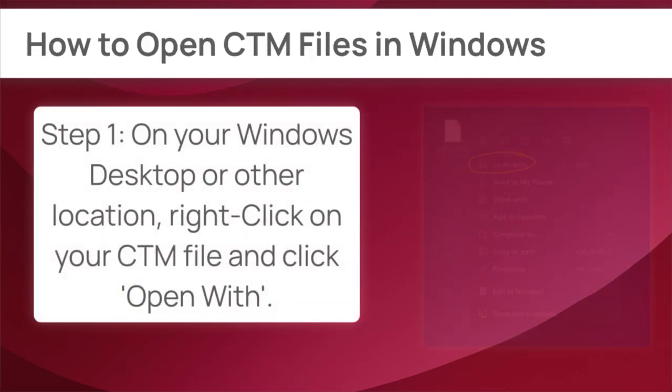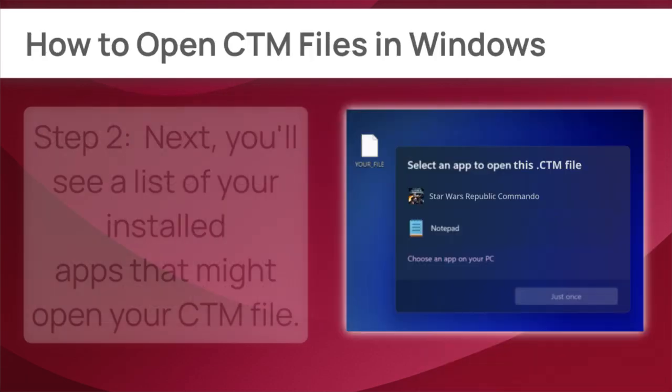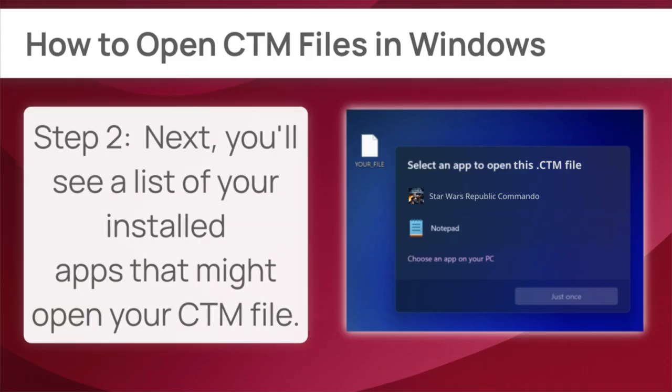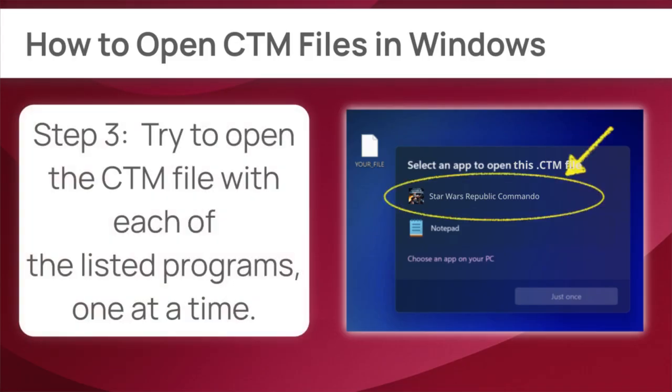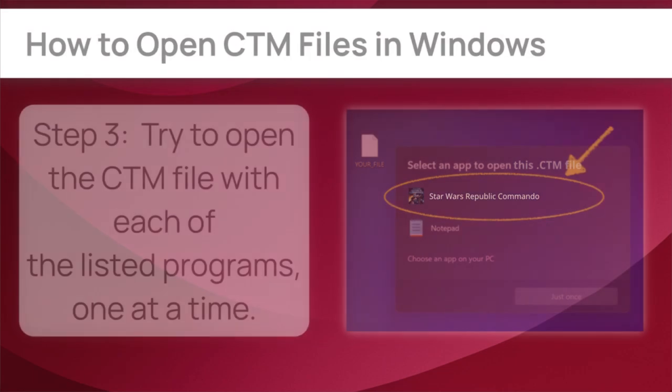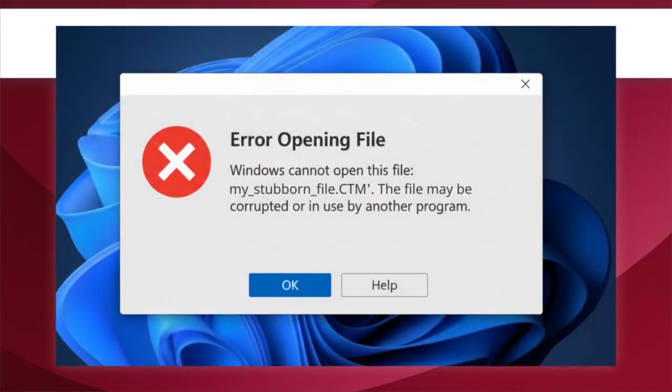To open this specific CTM file, right-click your file and select Open With. If Star Wars Republic Commando is available, use that first. If it's missing, choose another program. Testing is the only way to be sure. If your CTM file continues to fail when opening, that is okay.